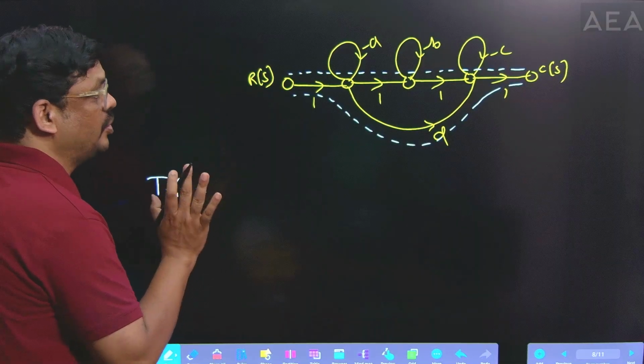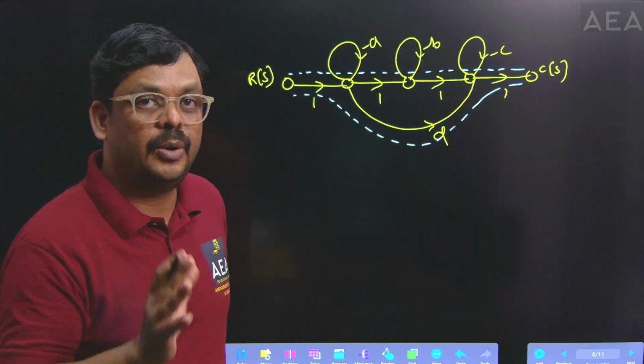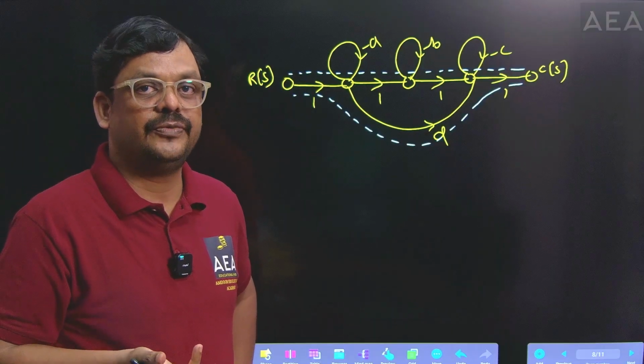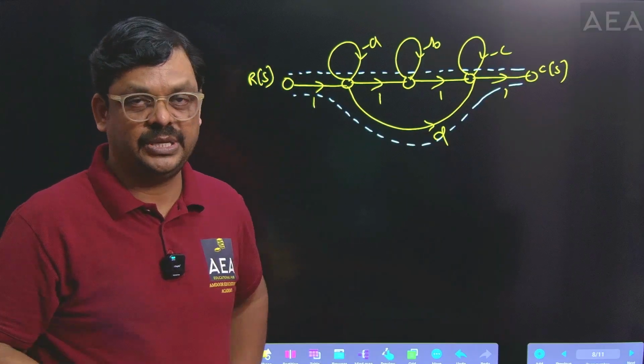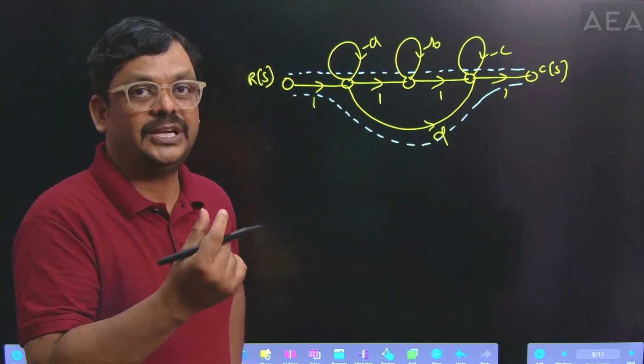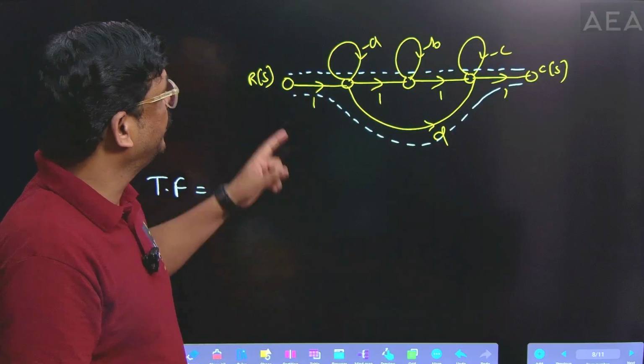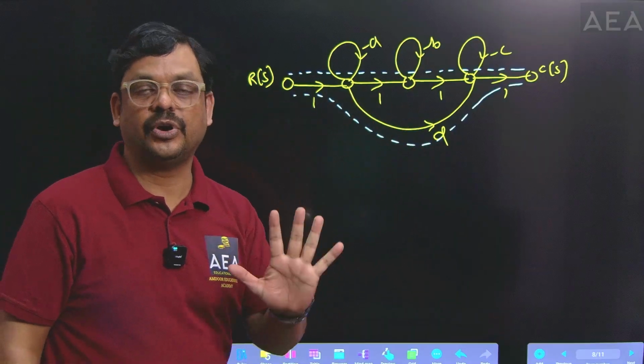These types of techniques you have to apply for the competitive exams, because in competitive exams we have to write the transfer function directly without using the step-by-step analysis. So within the given time you have to solve this type of problems. That's why I'm explaining this procedure here, right? So first path and second path, two forward paths are there.